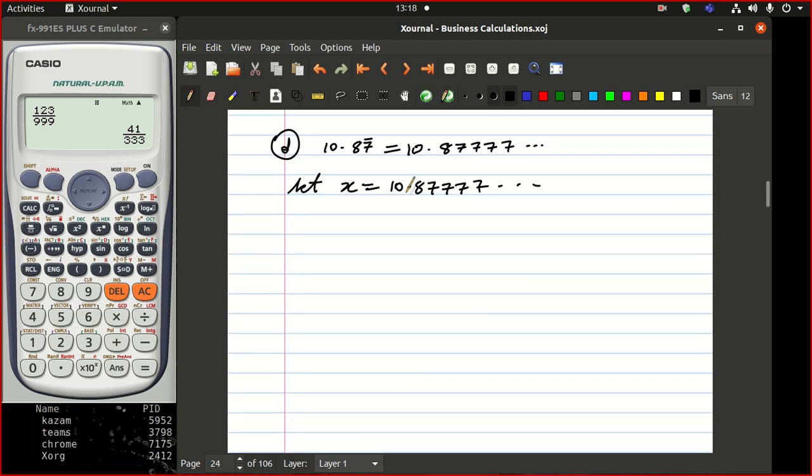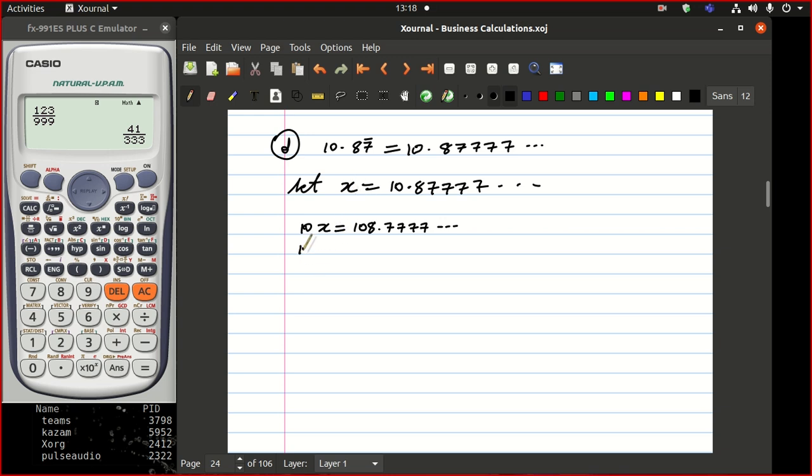So now that we are having this one here, you multiply it by 10, 10x. Of course, when you're multiplying that by 10, you are actually moving this decimal point 1 time. So you move it here. So we'll have 108.7777, and then you have the dots there. And if you notice this number and that number, they are different, so we cannot use these two.